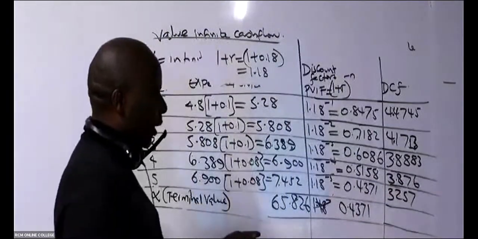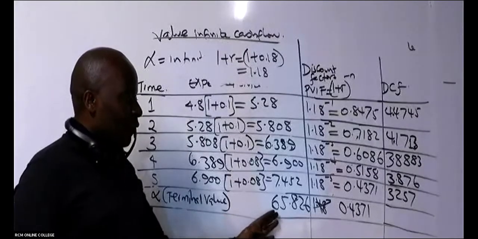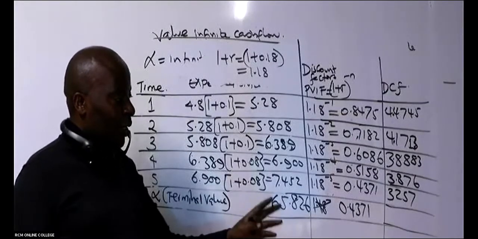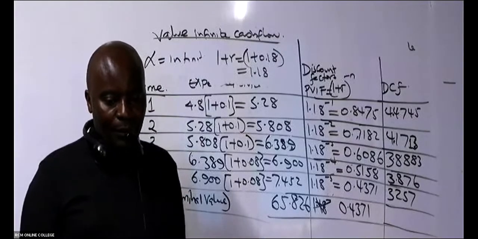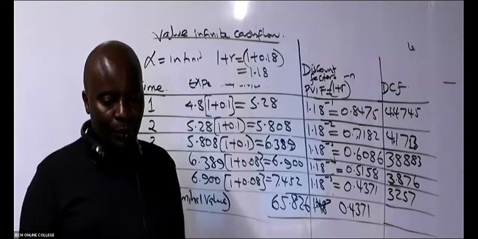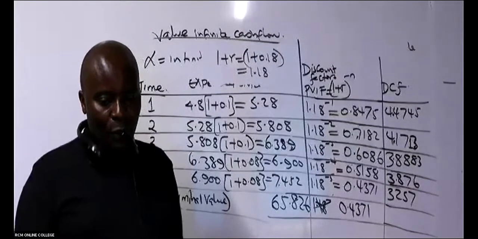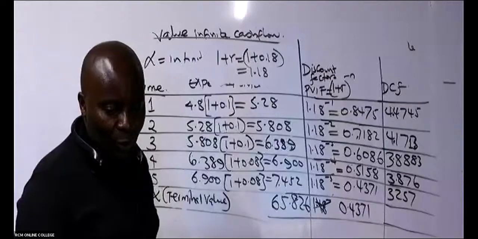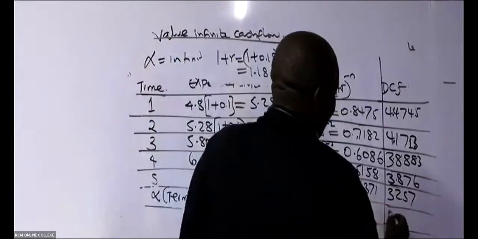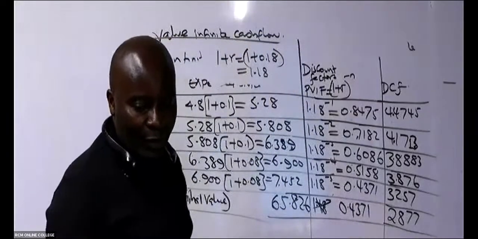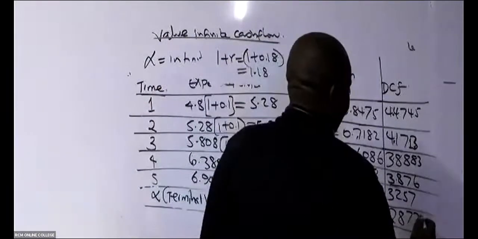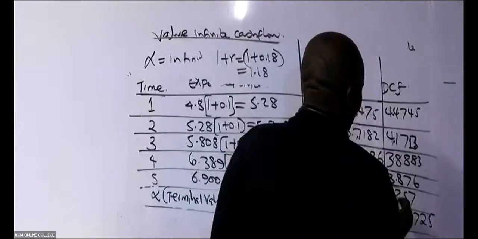Then move on to the next one. The next one, what do we have here? 65.826 times 0.4371 gives 28.77, or 28.7725. Decimal there.